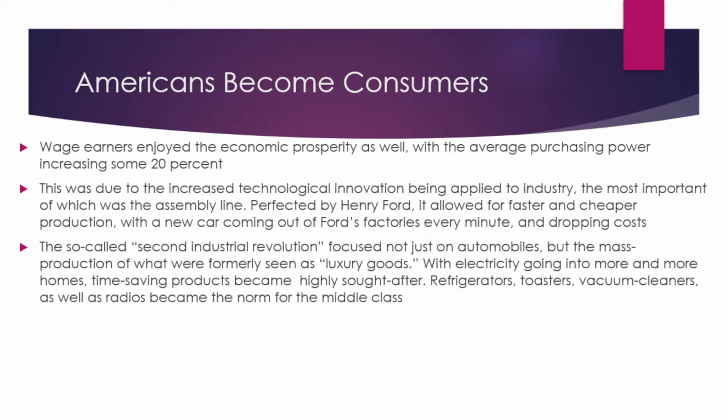Now, automobiles are the most visible of these changes, but as far as the overall economy, the mass production of the so-called luxury goods was also very important. And as we're going to see, getting into the Great Depression after we do the test, kind of a bigger deal. So electricity was going into more and more homes. Time-saving products were sought after. Refrigerators, toasters, vacuum cleaners, radios were the norm in the middle class.